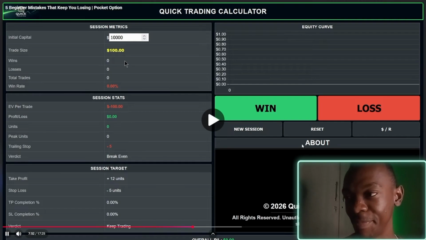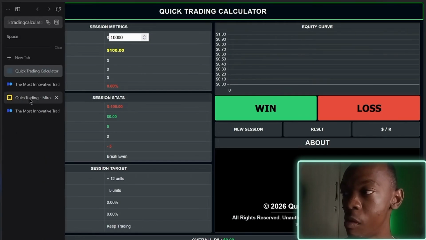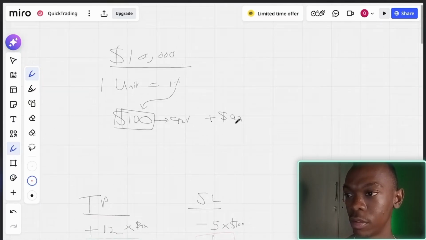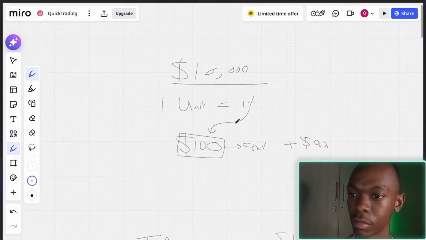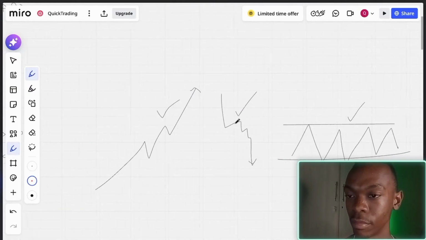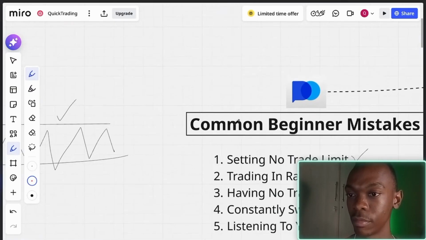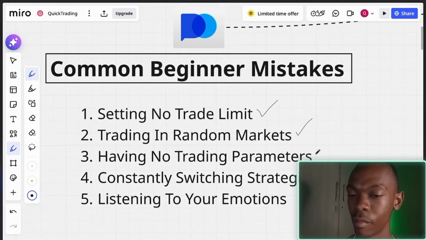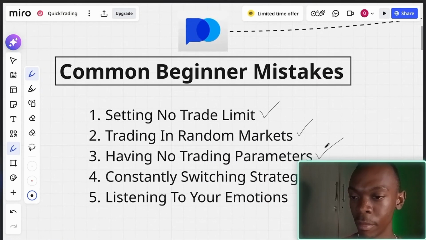So yeah. Having those parameters is extremely important when you are trading, and simply not setting them is going to ensure that you are going to be losing money. If you're not setting it, you're just going to emotionally trade, you're going to overtrade, you're never going to know when to actually stop, and consequently, you're just going to be losing money. So having no trading parameters is an extremely scary one.